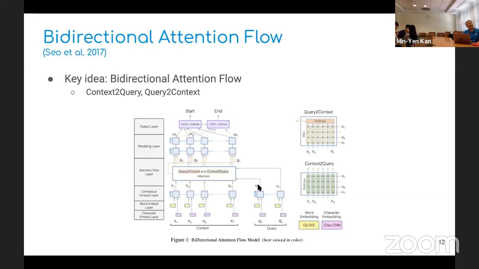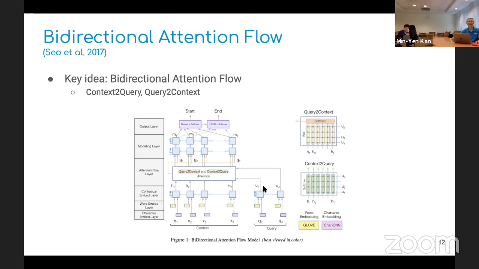Okay. Shall we go to the next? Okay, back to BiDAF. So the key idea of BiDAF is the bidirectional attention. And yeah, I can't think of how to phrase it better. So perhaps you should have done this one first. This is a little easier to understand, right?